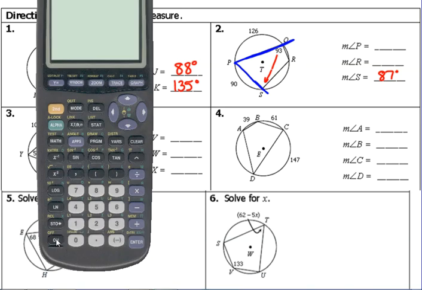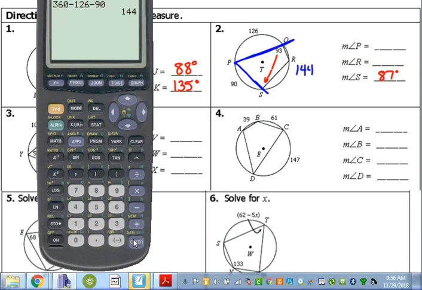So how many total degrees in the circle? 360. So 360 minus the 126 minus the 90 gives us 144. That's the whole arc here from Q to R to S is 144. What's the relationship between the arc and an inscribed angle? Half, right? Half, because it's smaller. Divide by 2. That'll give us angle P. Angle P is 72 degrees. So then angle R is its supplement. So 180 minus 72 is what, 108?